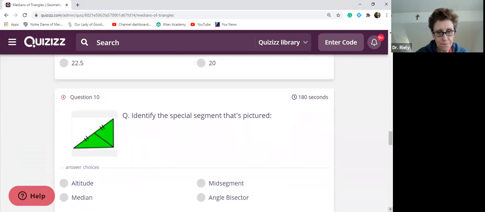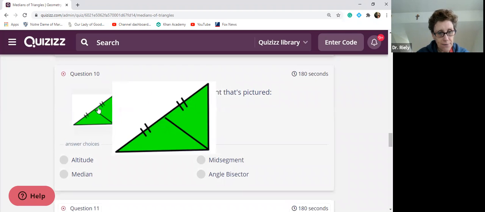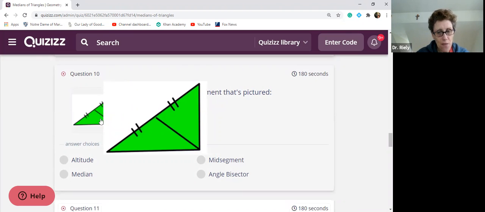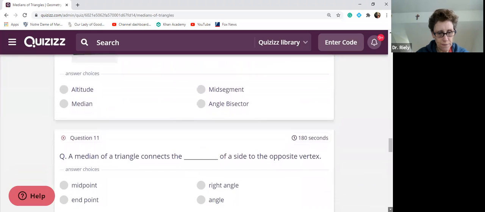Okay, question 10. Identify the special segment that is pictured. So what is that? Well, it's coming out of an angle and it's dividing the opposite side in half. That is the definition of a median. So that's a median. That's what we've been working with in 5-4.